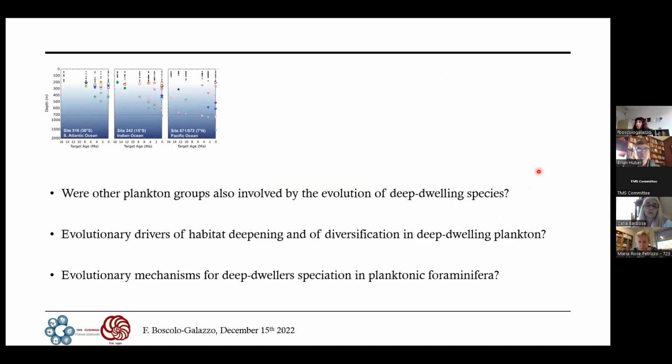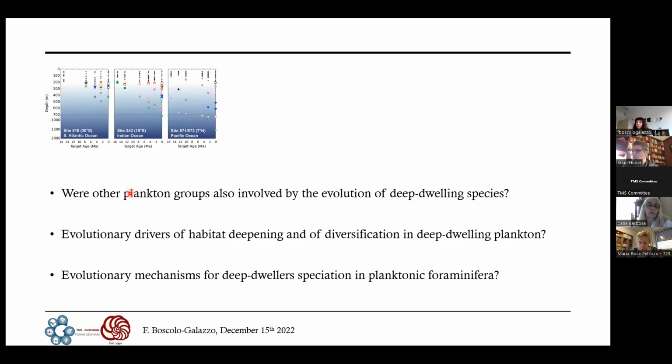However, today I want to follow this story up and specifically try to address these 3 questions. The first question I'd like to address is if there was any other plankton group which was involved in this evolution of deep-dwelling species over the last 50 million years, or was it something related to planktonic foraminifera only?